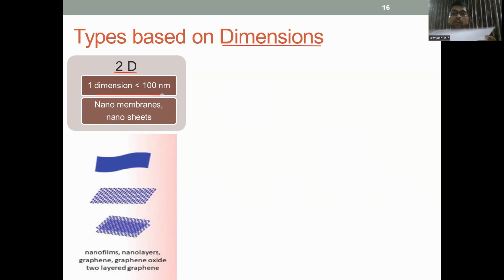So this 2D type nanomaterial will look like a sheet. It is also known as nanosheets, nanomembranes, nanofilms, or nanolayers. That is why a 2D nanomaterial is called a nanosheet.